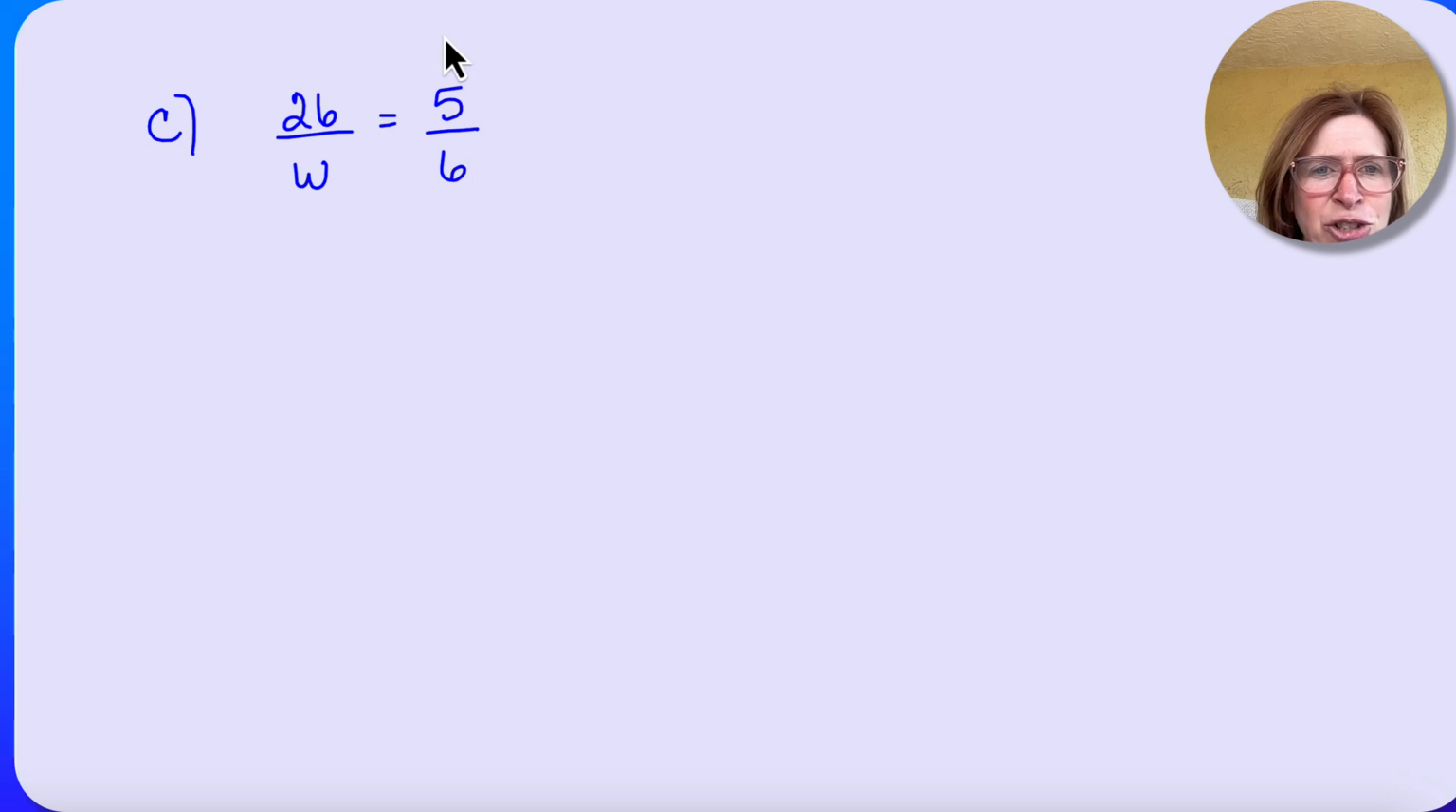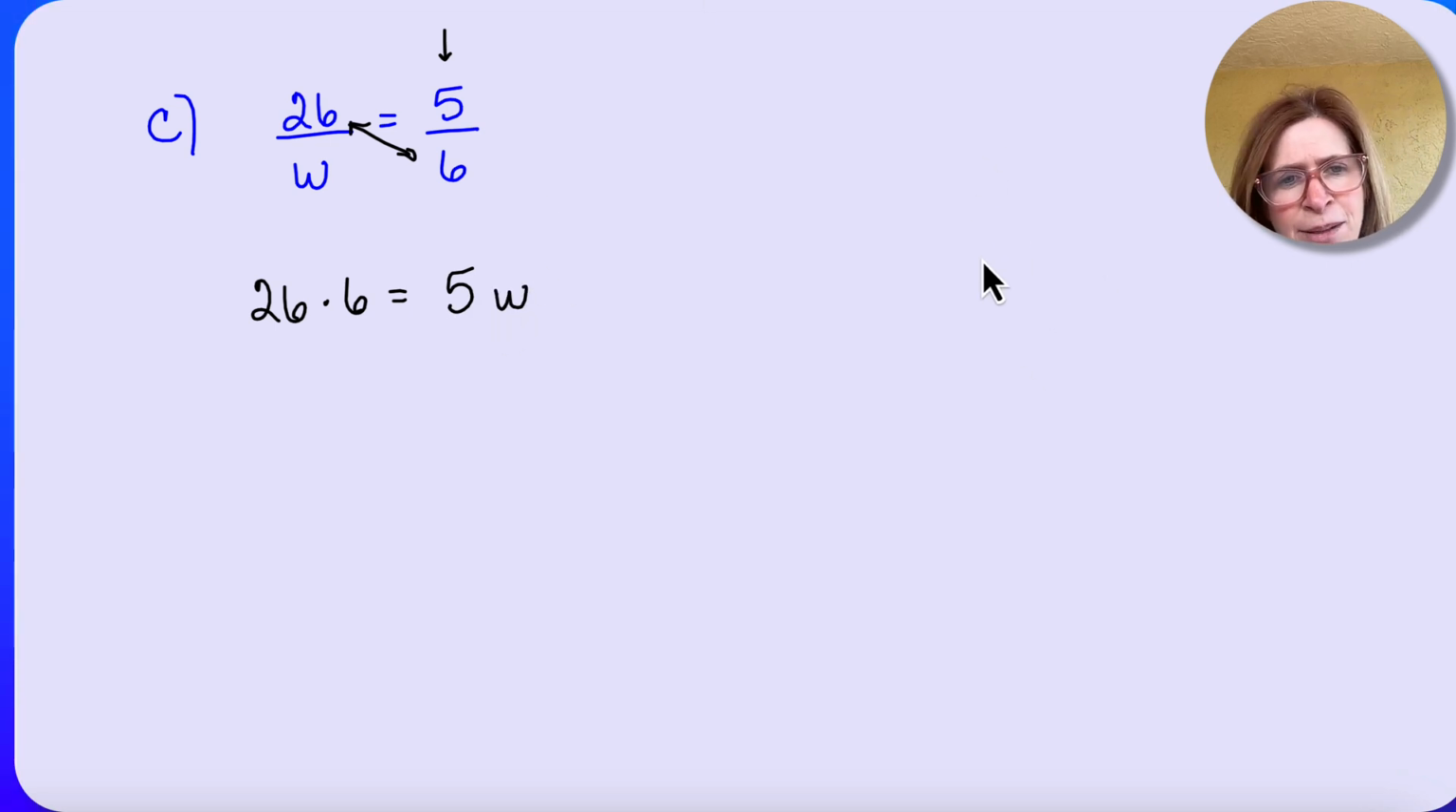Okay, so the first thing I tried to do, could I simplify 5 over 6? I couldn't, so then I'm going to use the cross products. So 26 times 6 equals 5 times W, so I'm just going to write that as 5W. All right, I'm going to do the 26 times 6.